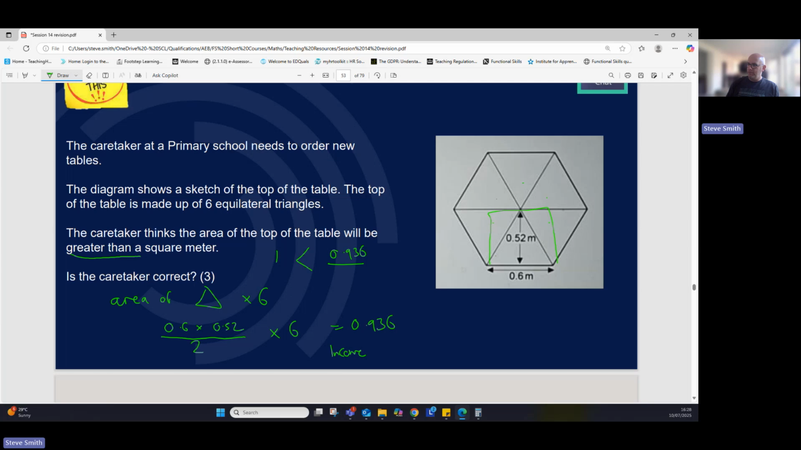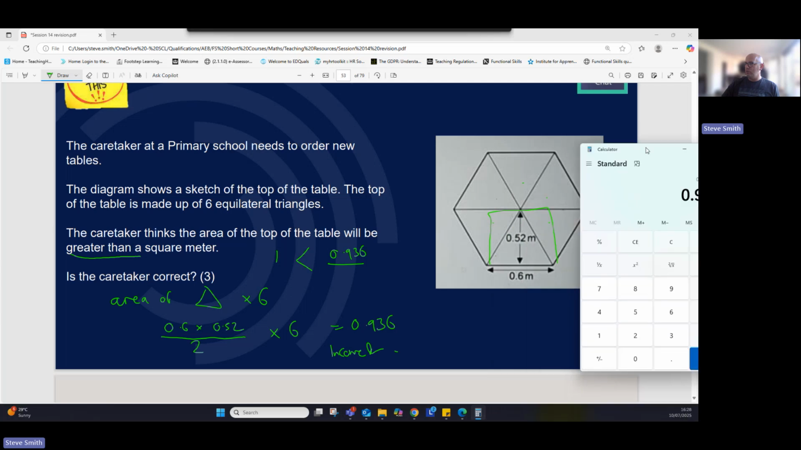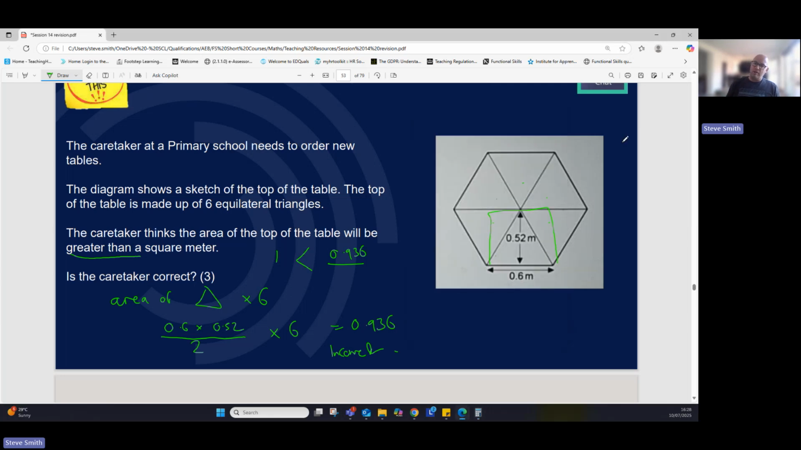Oh, right. I was looking at something then. Maybe we could have just done, and it's not a shortcut. I'm thinking, well, there's 6 triangles. So does that mean there's 3 squares? Could we have gone 0.6 times by 0.52 equals times by 3 equals? Yes, we could. And I've done this question many times, and I just saw that then.